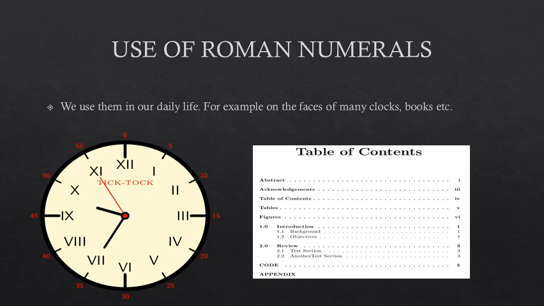On many clocks, children, you must have seen that the numbers are written in Roman numerals. Here on the screen I have put a picture of a clock where the numbers are written in Roman numerals. One more picture I have put is of a book, where you can see the table of contents, the abstract, the acknowledgement. The numbers are given in Roman numerals.